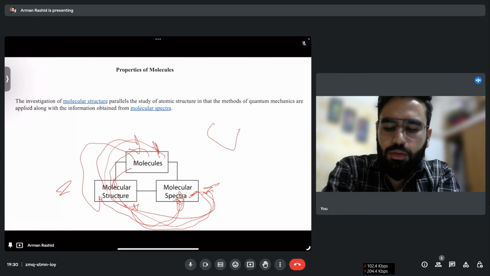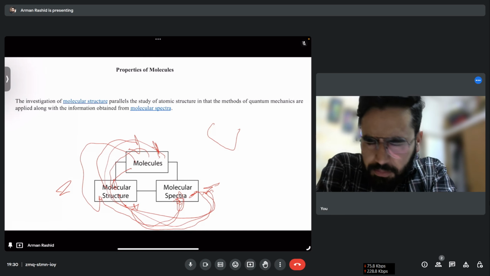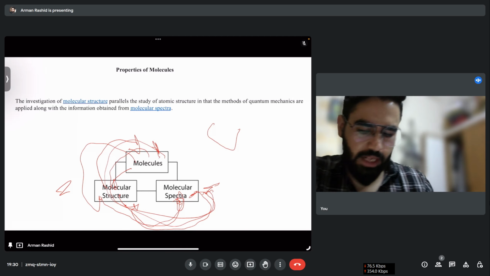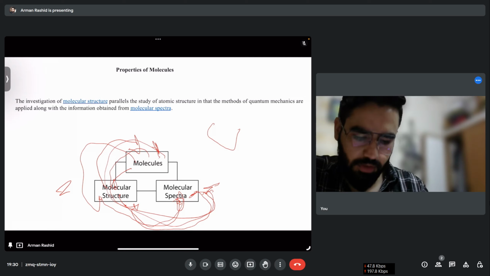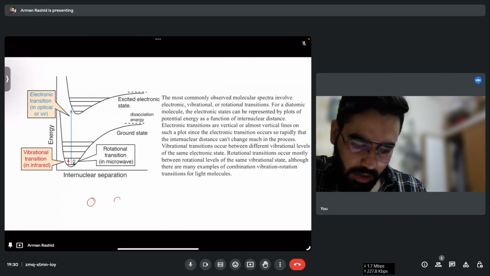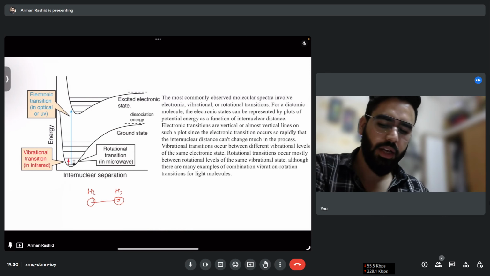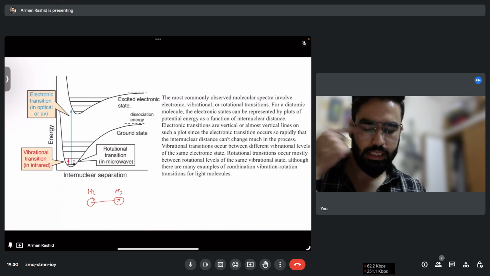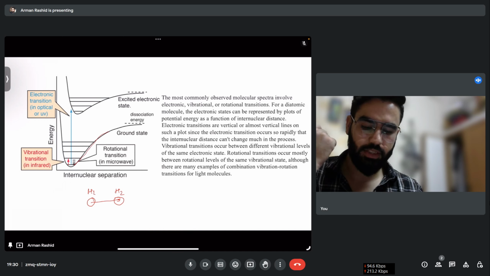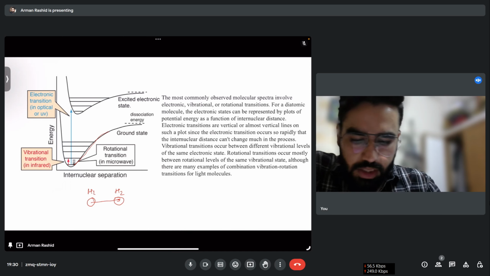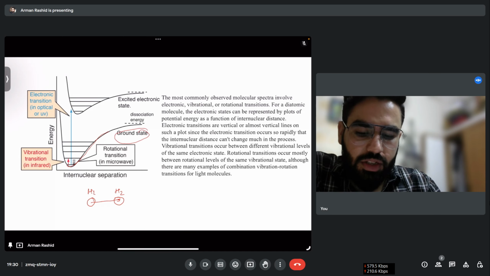Okay, for example, as I have shown you here, if we take a simple hydrogen atom, a diatomic molecule, from here to here, this is H1 and this is H2. This is the increasing energy, and this is the internuclear separation. This Morse potential curve is an electronic state. So this is electronic state 1, that means the ground state. This is the excited state.